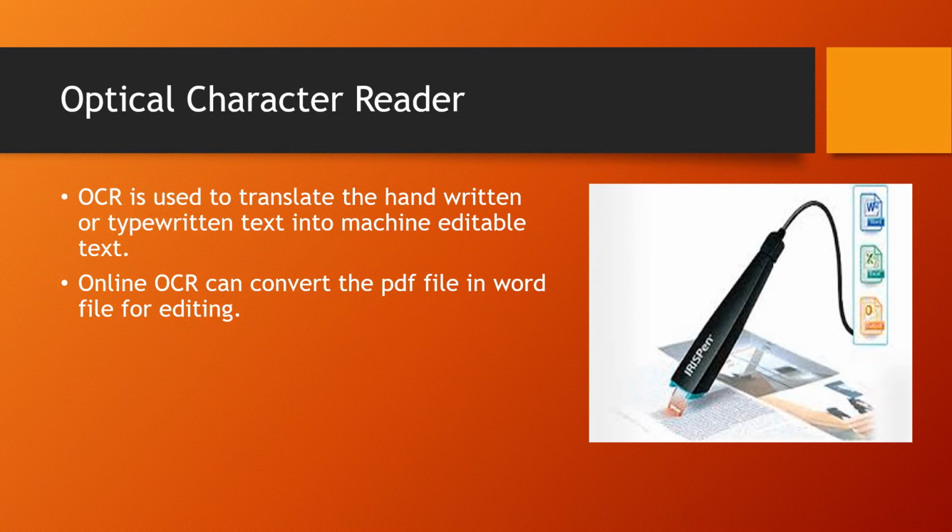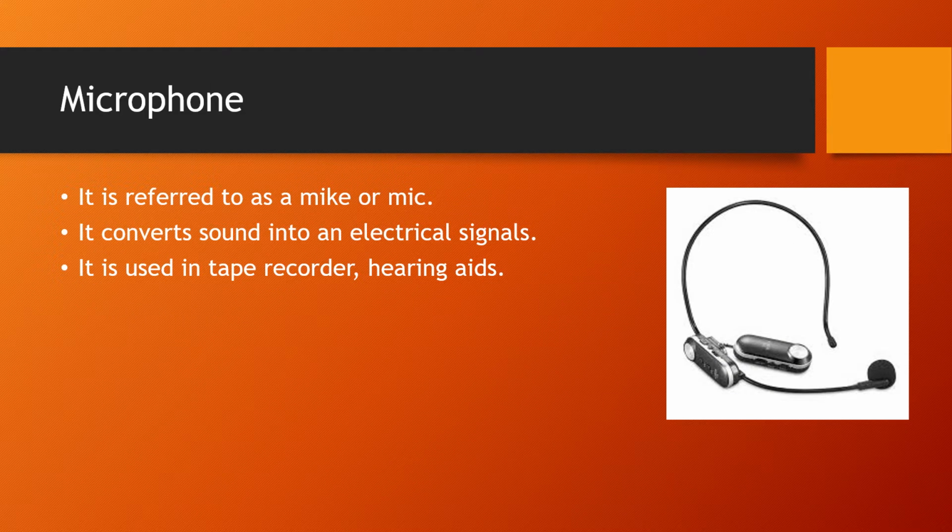Optical character reader, OCR. OCR is used to translate handwritten or typewritten text into machine-editable text. Generally it is used to scan your document, and a user can read the handwritten document on a computer system within an MS Word file or in a text file. It can read a document that is handwritten by a user, and online OCR can convert a PDF file into Word for editing.